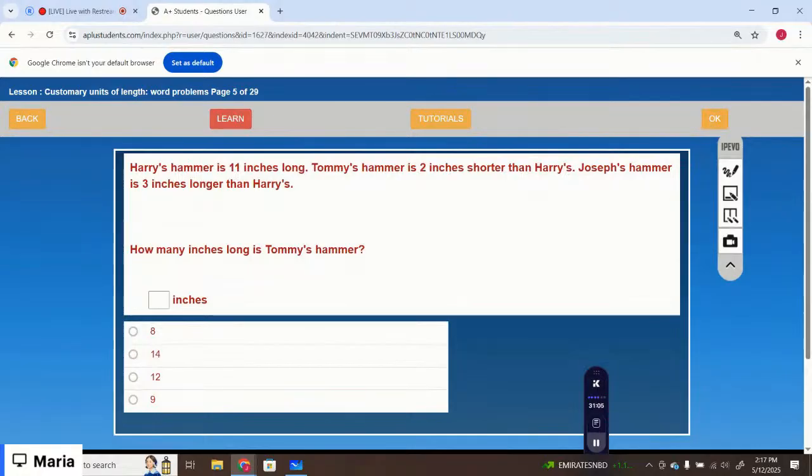Addie's hammer is 11 inches long. Tommy's hammer is 2 inches shorter than Addie's. Joseph's hammer is 3 inches longer than Addie's. How many inches long is Tommy's hammer?